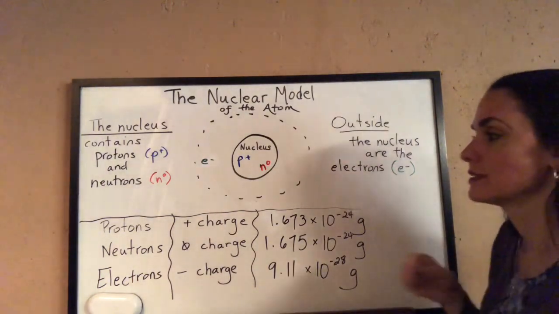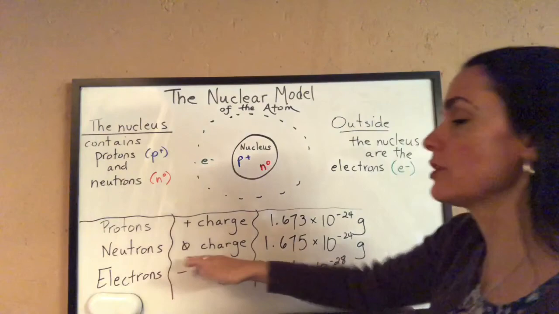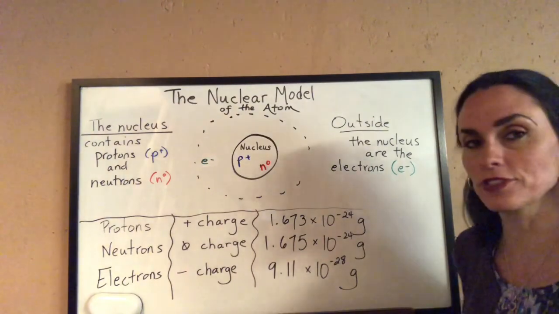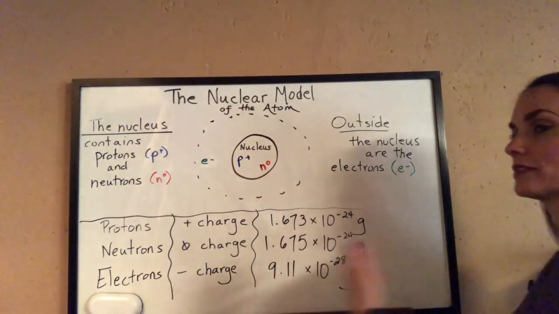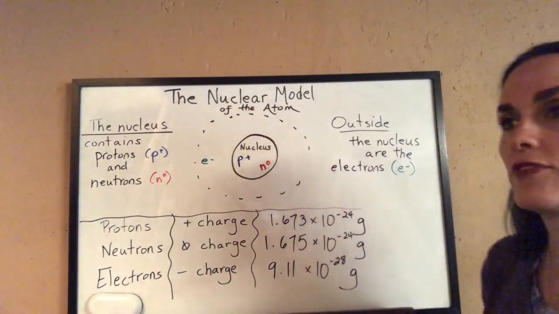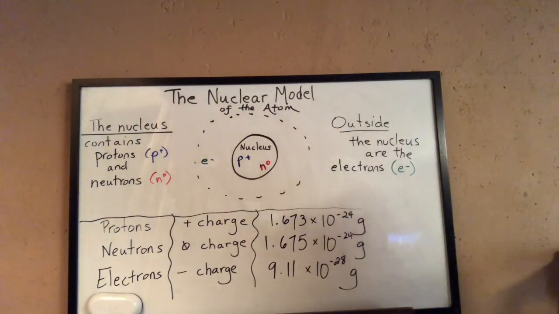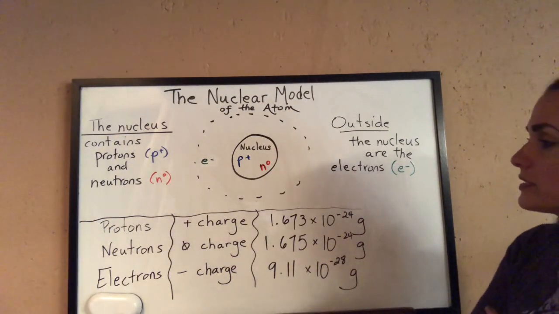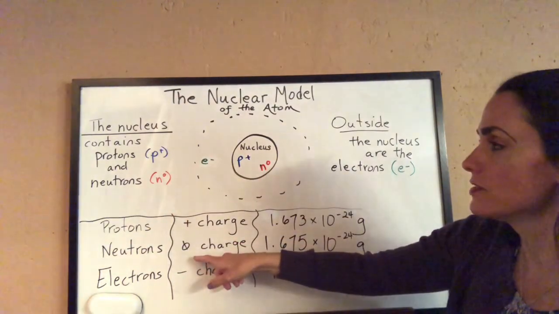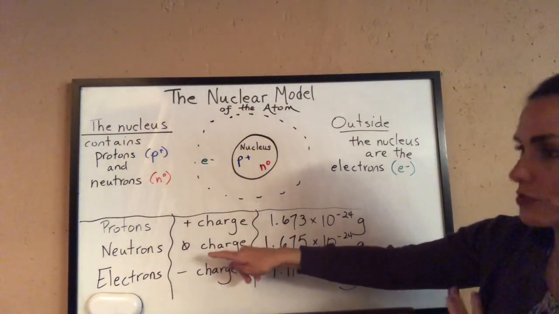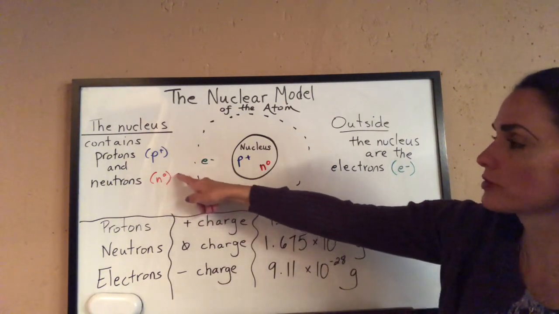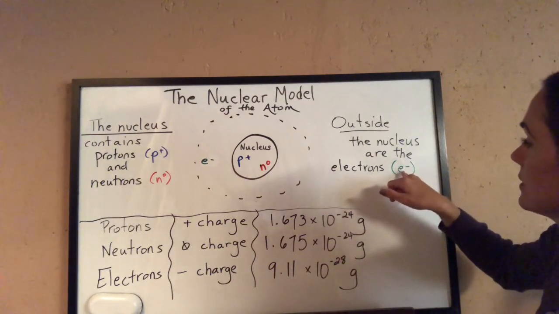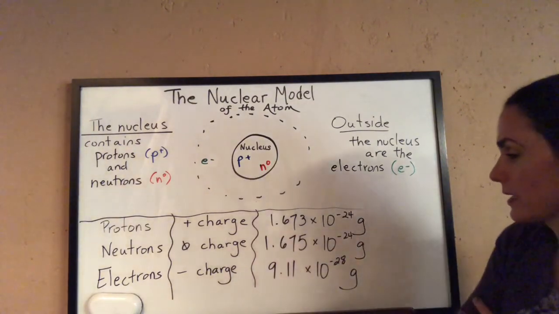The protons have a positive charge. The neutrons have no charge. They're neutral. Electrons have a negative charge. When you think of electricity, electricity is the flow of electrons. You have a flow of negative electrical charge from one area to another. So protons: positive charge, symbol p superscript plus. Neutrons: no charge, neutral, zero charge, n superscript 0. Electrons: negative charge, e superscript negative.